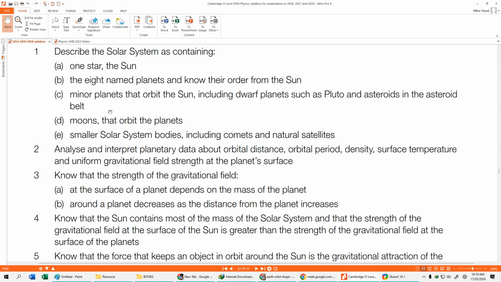So Earth has only one moon, and other planets can have more, for example Mars has 2 moons. You don't have to know this, but I'm telling you, they are called Deimos and Phobos. And Jupiter has 16, and Saturn has 17. I don't think Mercury and Venus have any, but there can be other moons as well. Those are the natural satellites. Smaller solar system bodies, including the comets and natural satellites. So that's that. Comets are something.